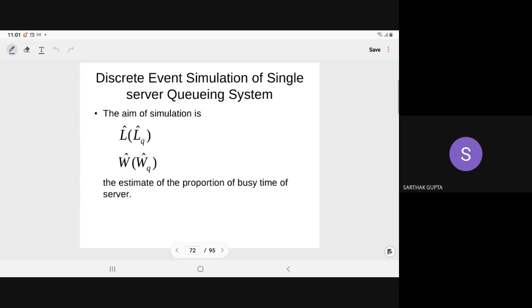So what is your objective? The objective is to estimate LQ, WQ, meaning the expected number of customers in the queue, the waiting time of the customer in the system and in the queue, or the proportion of time the server is busy. So you can say P naught star. Busy means it is 1 minus P naught cap, where the cap is there because we are estimating L, LQ, W, WQ and P naught. So through the simulation, we are estimating these performance measures.